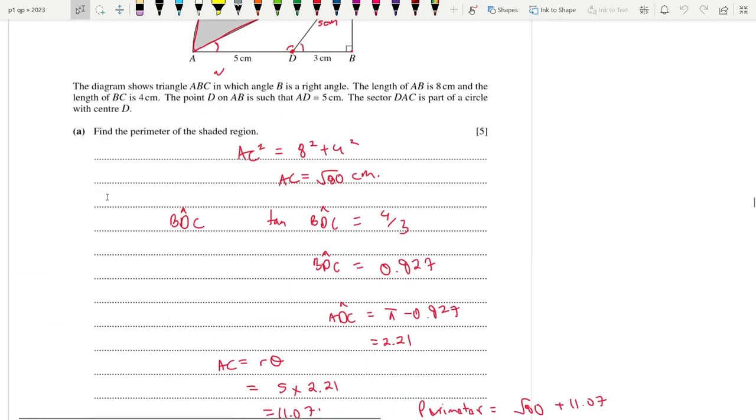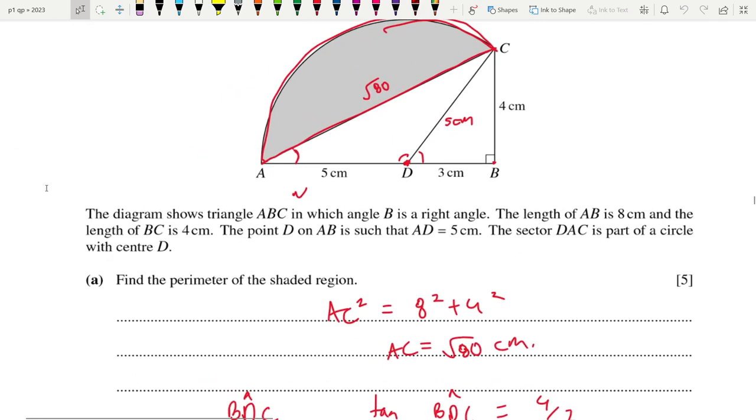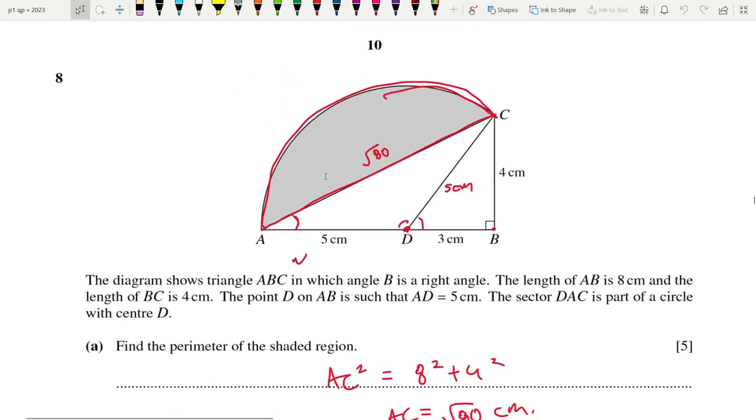Last four questions. Question number 8, 9, 10, and 11. So let's begin. For 8, we have to find the perimeter of the shaded region. This part.